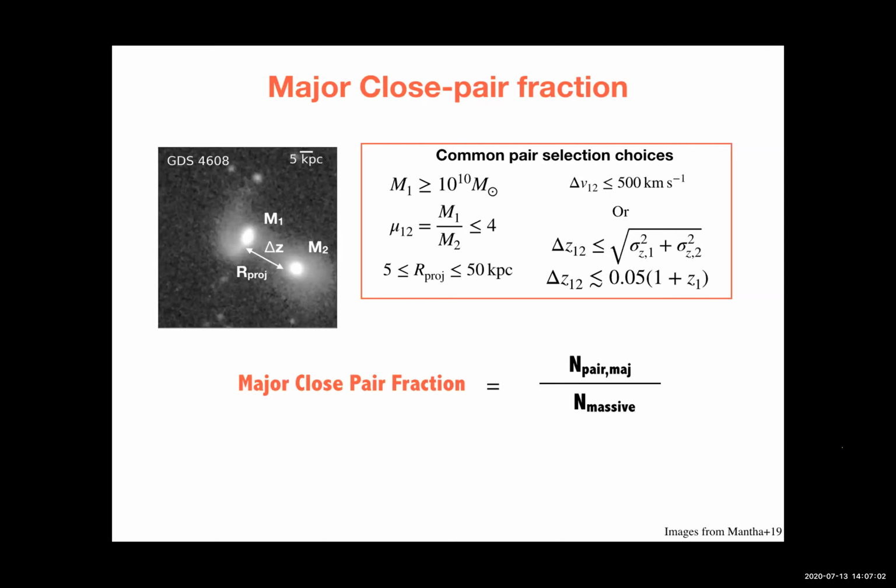The primary quantity that everyone quantifies is the pair fraction, defined as the fraction of massive galaxies in the sample that host a major companion, satisfying some selection cut that is defined above. Those are the common selection criteria used in the literature. I'm just giving that as an example.